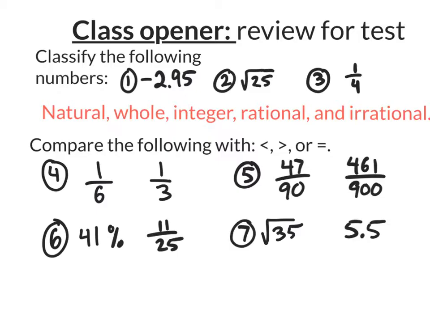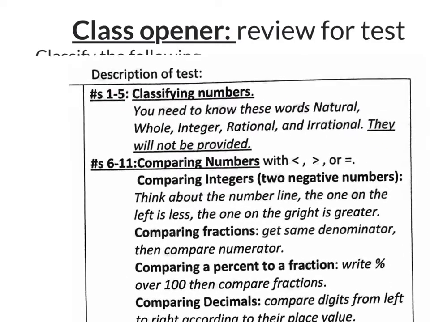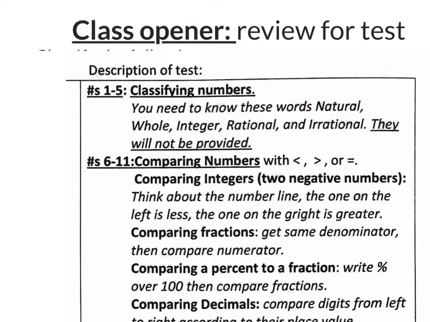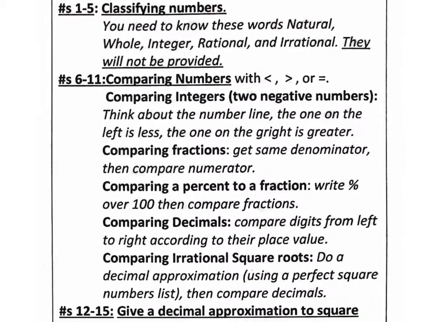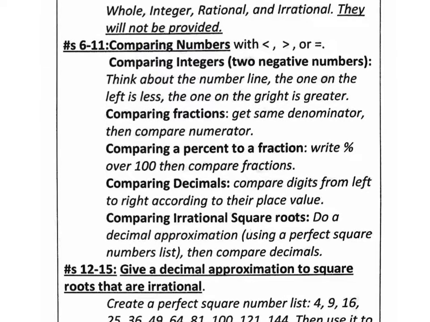So, this brings up the next part of our test. So, by the way, 5 questions are on classifying. The next 5 are on comparing numbers, okay? And on this description of the test, I give you tips on how to do that. When you compare 2 negative numbers, simply think about the number line. Whatever number's on the left is less, the one on the right is greater.